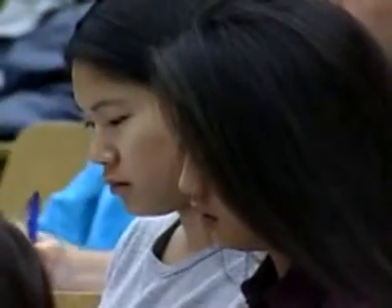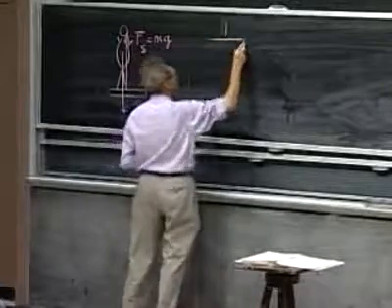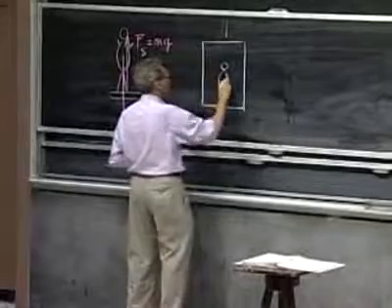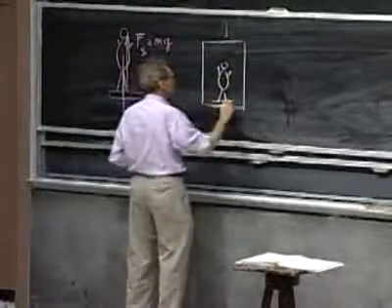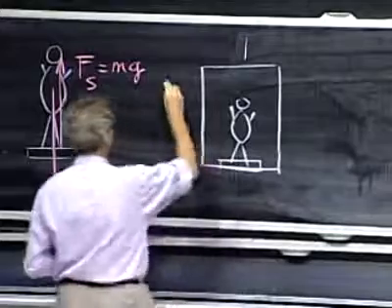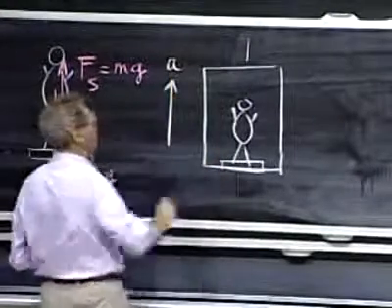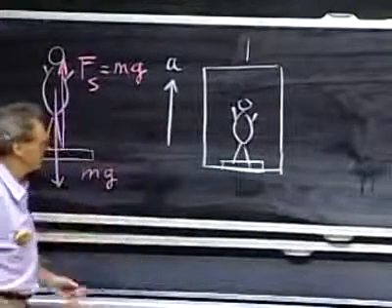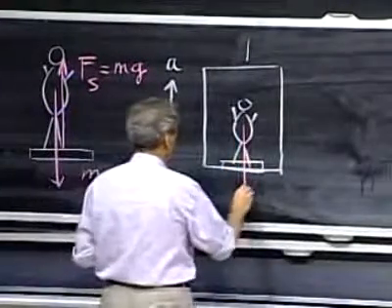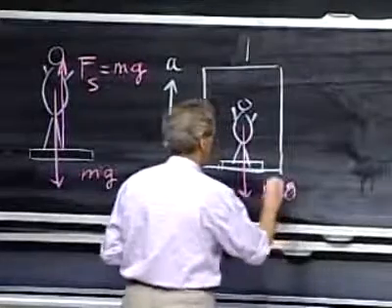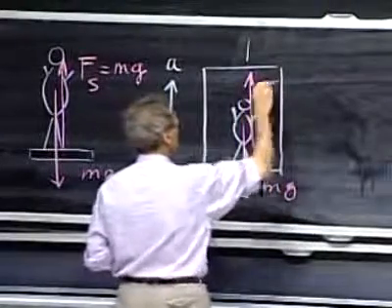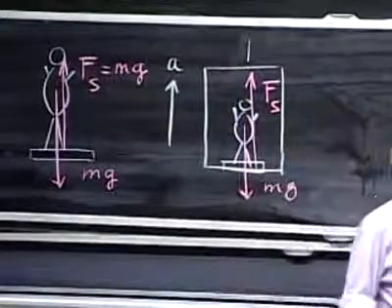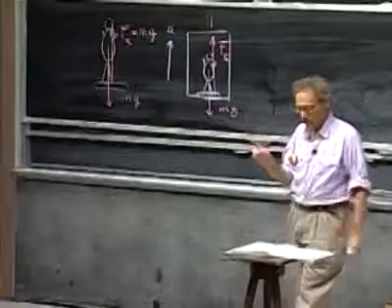Now I'm going to put you in an elevator, and I'm going to accelerate you upwards, and you're standing on your bathroom scale. Acceleration is in this direction, and I will call this plus, and I will call this minus. Gravity is acting upon you, mg, and the bathroom scale is pushing on you with a force F. That force, by definition, is weight.